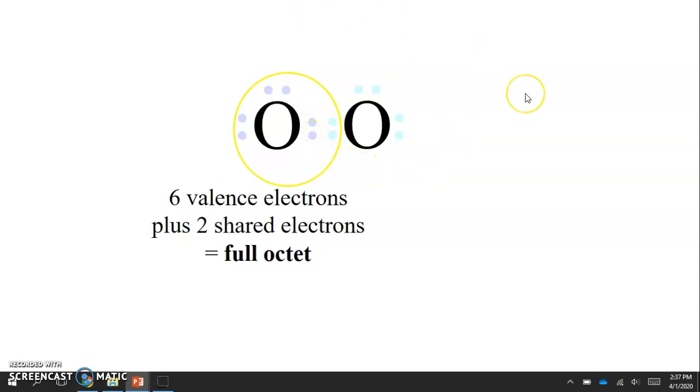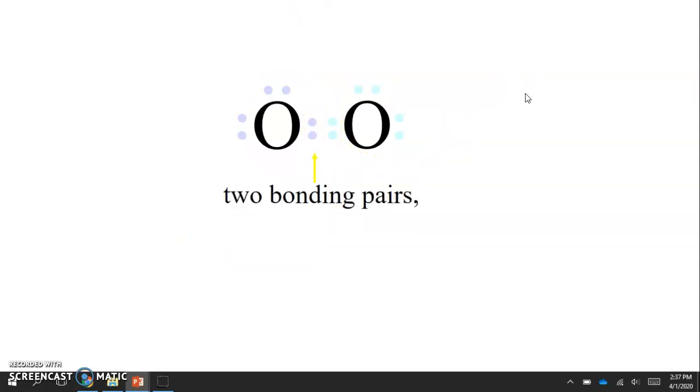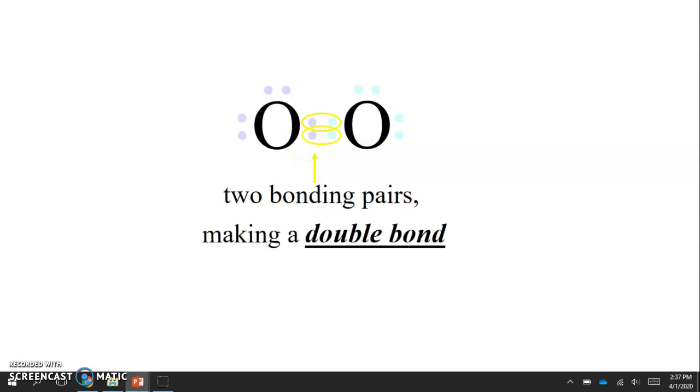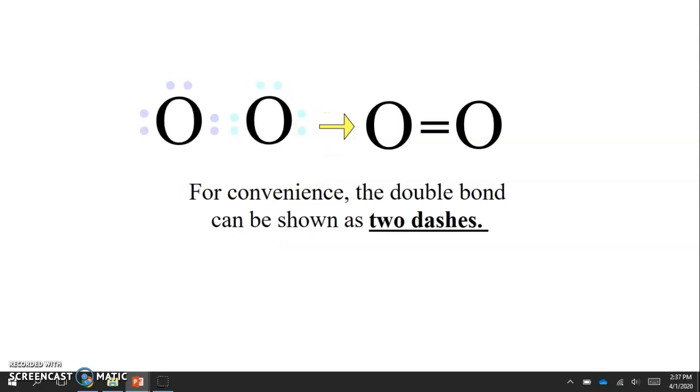Both these oxygens are happy, right? But here you've got 2 bonding pairs. The first one's here, and then the second one is below. So this is a double bond. So oxygen will make a double bond with another molecule of oxygen. Okay, and just like with our single bond, our double bonds are going to be represented by 2 dashes rather than the actual electrons themselves.